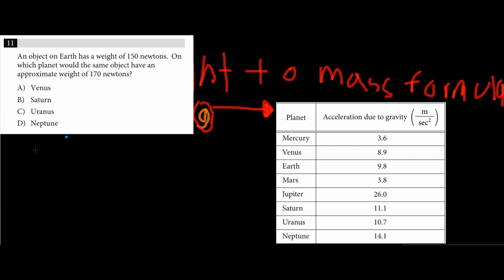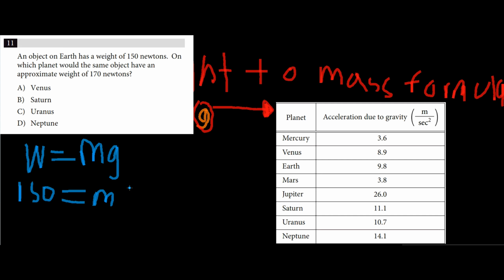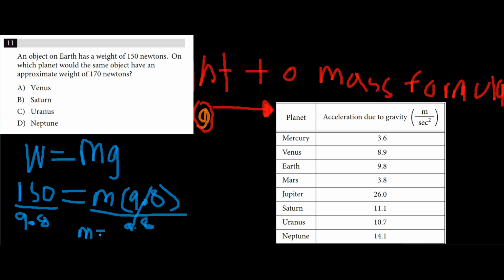So that means you have weight equals mg, and then it's 150 newtons, and that's going to be equal to our mass, and we're on Earth, so it's going to be 9.8. Divide by 9.8 on both sides, and you get that the mass is equal to about 15. So remember that mass is constant.